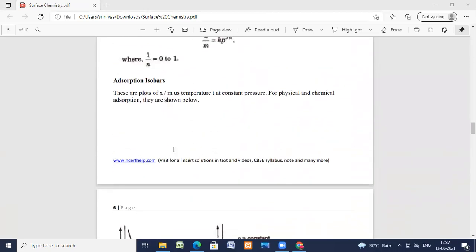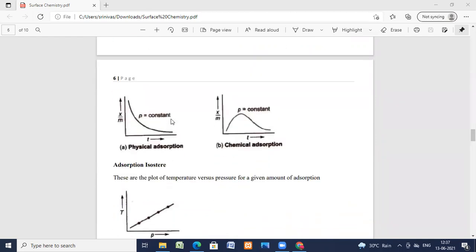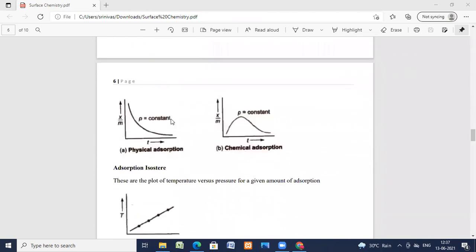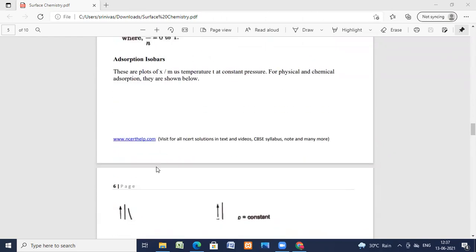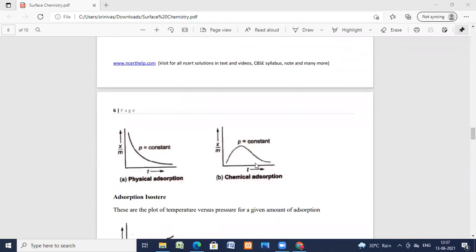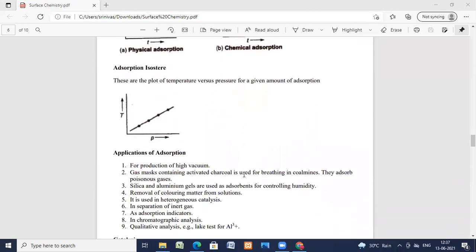Now, what are adsorption isotherms? The plots of x/m versus temperature at constant pressure are the adsorption isobars, and for physical and chemical adsorption they are shown below. If you see, this is one adsorption isobar, and this is one more isobar. This one is physisorption, and chemisorption you get this way.